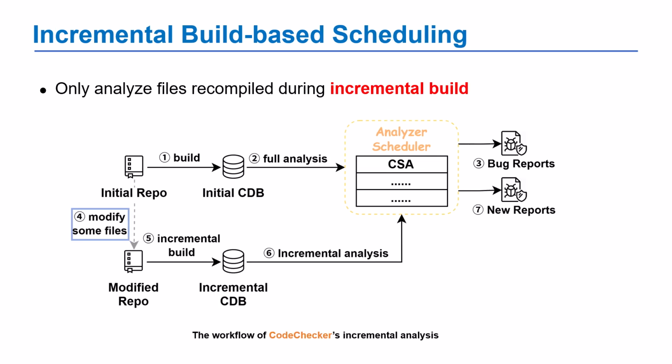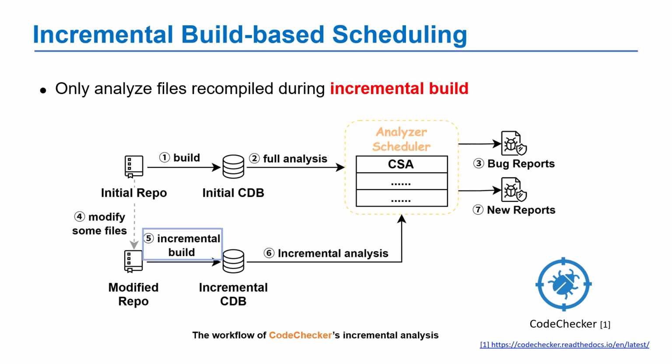When modifications are made to the repository, should we reanalyze the entire project? The scheduling tool called Tracker employs an incremental build-based strategy. After modifying the repository, perform an incremental build and record an incremental compilation database. Then only reanalyze the files recorded in this incremental compilation database, thereby achieving file-level incremental analysis.